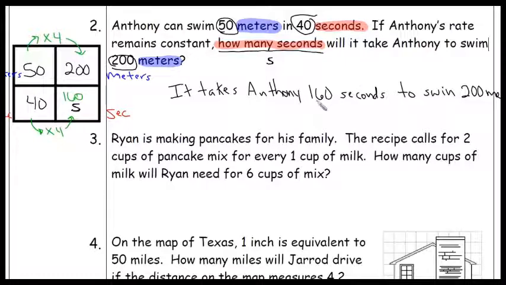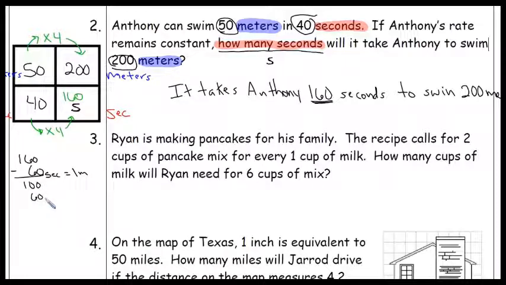Now this 160 seconds, couldn't we change that to minutes maybe? Because that would make more sense. 160 seconds is kind of hard to think about. But you know that there's 60 seconds in 1 minute, right? So if I take away 60 seconds from 160, that's going to leave me with 100 seconds. So this 60 seconds right here, that equals 1 minute that I just took out. And I'm left with 100 seconds.